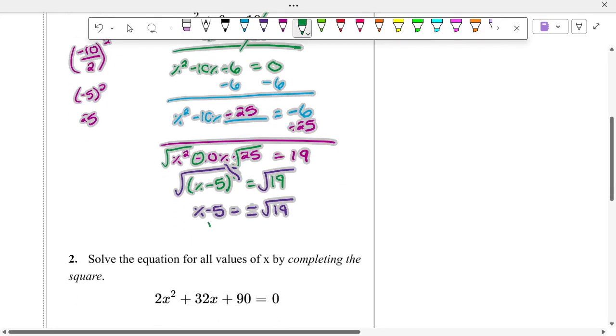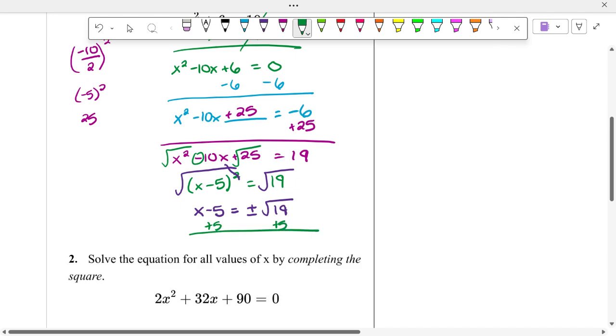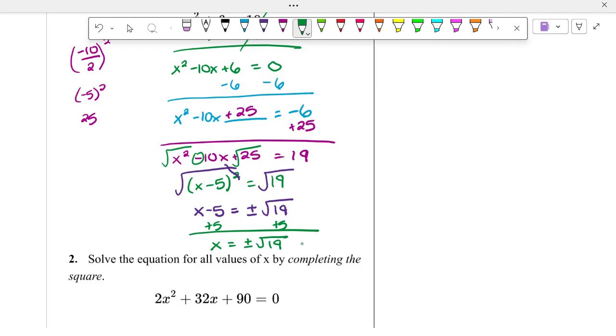And then the last thing you would do is add the 5. So this would be x is equal to plus or minus the square root of 19 plus 5. Or you could write it as 5 plus or minus square root 19, either way. And since we can't simplify it any further, that's your answer. Because remember, we could separate into 5 plus square root 19 and then 5 minus square root 19. But since we can't simplify it any further than that, we can just leave it as the shorthand.